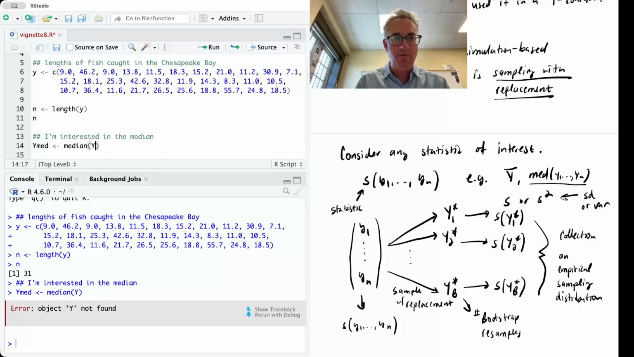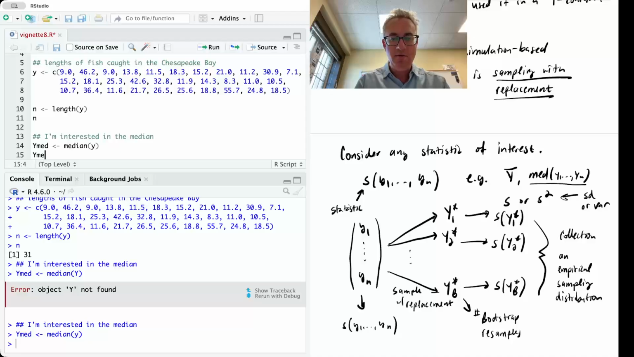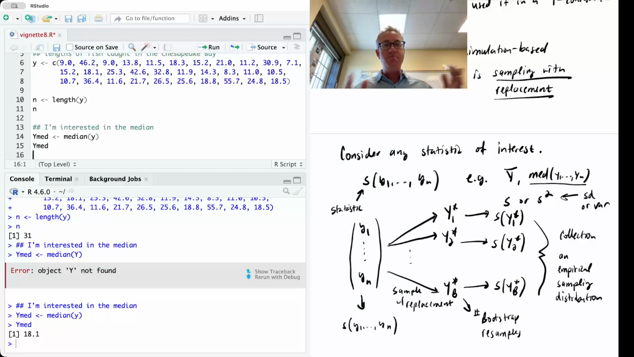Okay, so the median is, whoops, not capital Y, lowercase y. So the median is the middle value in the data. If it's even, it's the average between the two middle values. But this data set has a length of 31, which is odd. So it's the middle data value in the data, and that's 18.1.